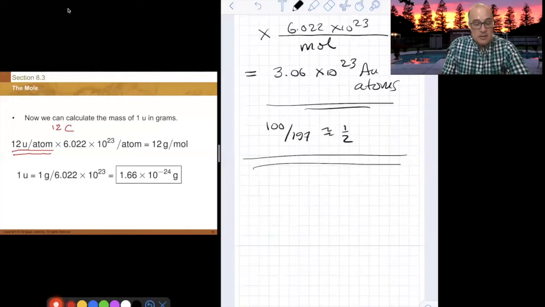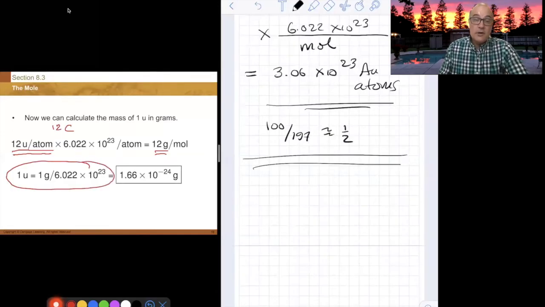Now, if we multiply this number by Avogadro's number, that tells us how many U's are in a mole, and we also know that this equals 12 grams per mole. To do this conversion, you just divide by Avogadro's number. In other words, 1 over Avogadro's number in grams is the number of grams in 1 U. And that turns out to be 1.66 times 10 to the minus 24 grams per U. If you can memorize this number, that's fine. But if you can't remember it, all you have to do is invert Avogadro's number, and you have the number of grams in 1 U.